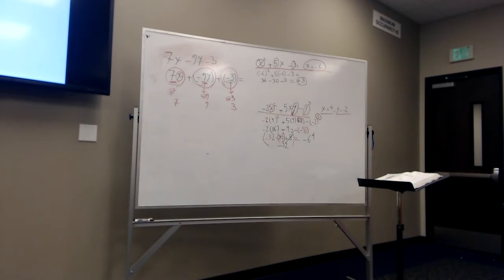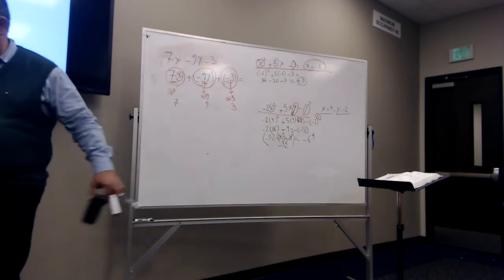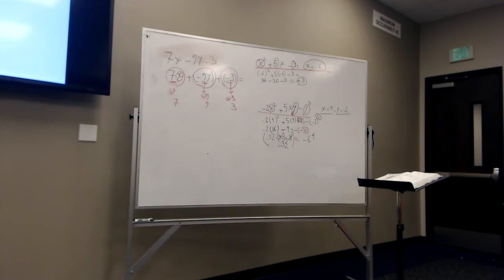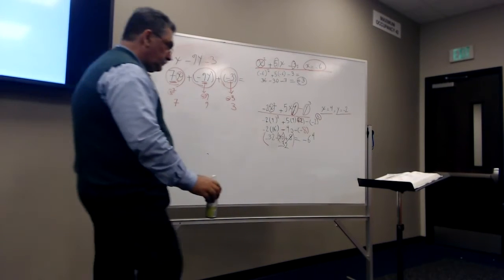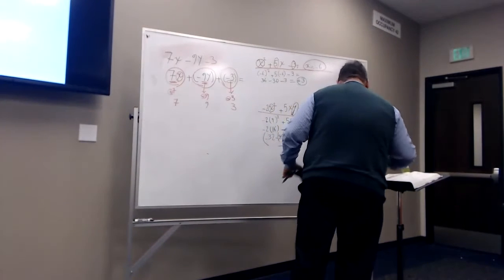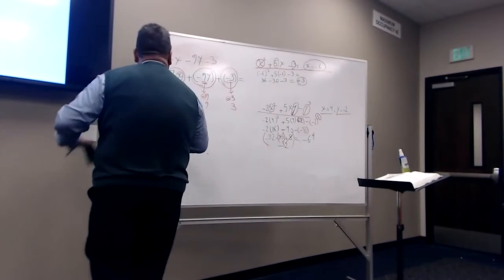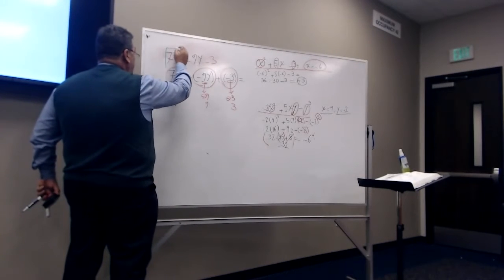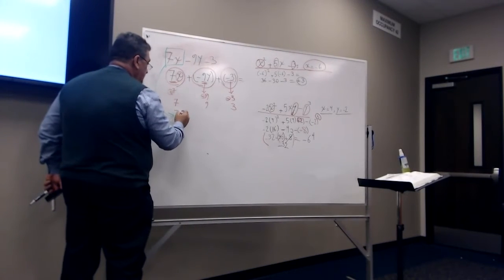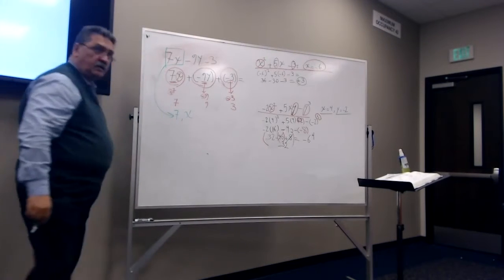Now, when we have two parts that are multiplied together, they are called factors. The factors of, for example, what we have here, let me use another color, 7 and x.